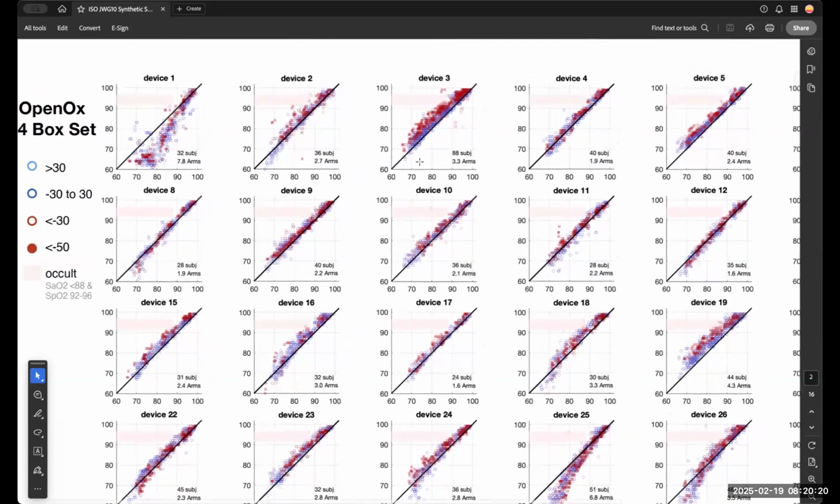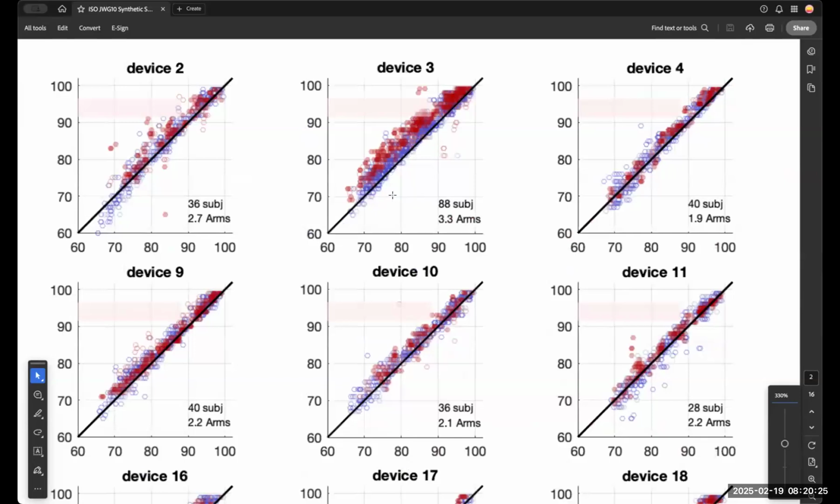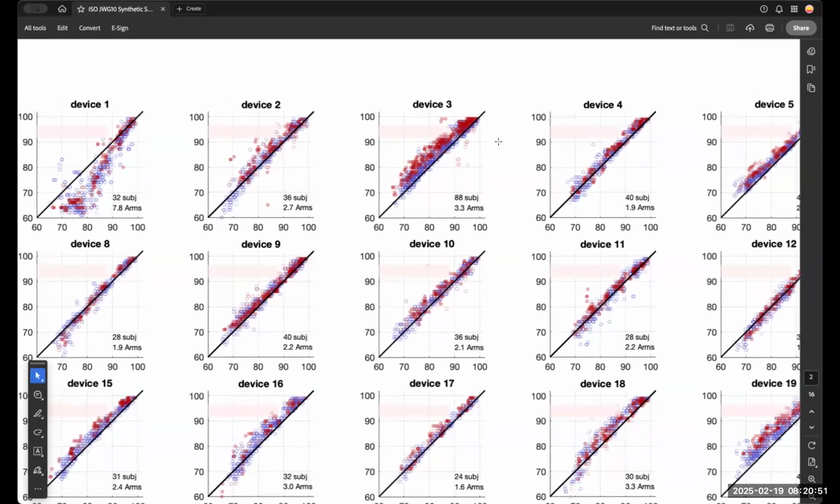For example, we can look at device number 3. So device number 3 here, we can see that it exhibits a positive bias all along the saturation range, but is relatively internally consistent. The consequence of failing to fall along the line of unity is an increased ARMS, which we see as a 3.3 right there. Secondly, we can see in some cases, there is a distinction according to skin color. So you might notice this in device 3 again, where the red skin colors, the darker skin colors, are kind of shifted higher.